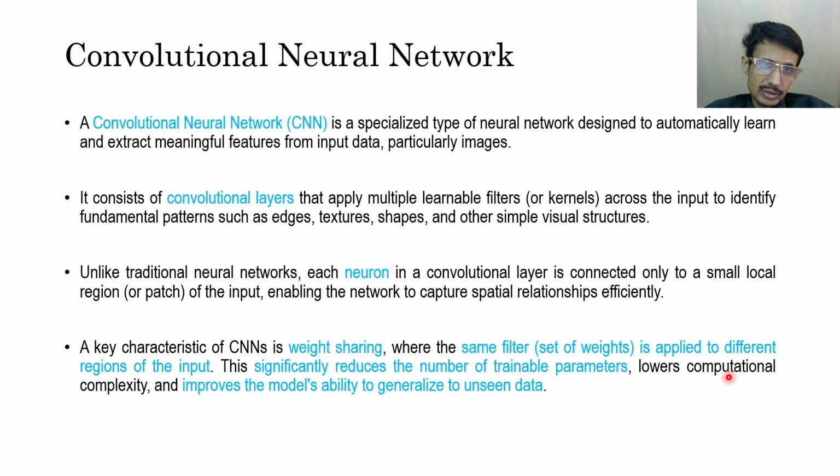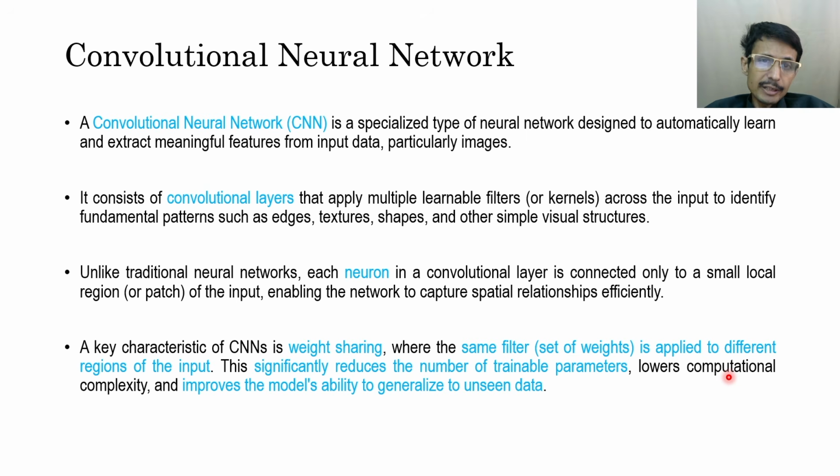Another important characteristic of a convolutional neural network is weight sharing. What do we mean by weight sharing? The same filter kernel or set of weights is applied to different regions of the input. This method significantly reduces the number of trainable parameters. So definitely, if the number of trainable parameters is reduced, the computational complexity is also reduced. Moreover, it improves the model's ability to generalize to unseen data.